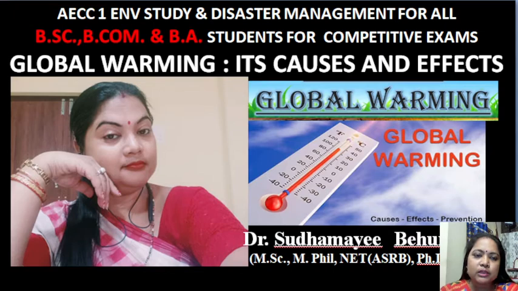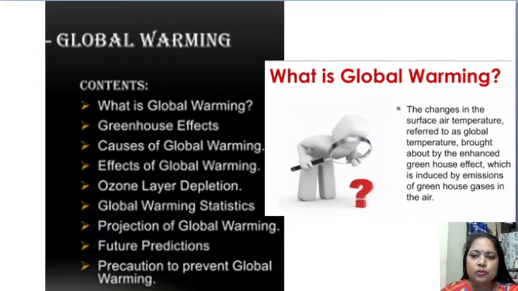Let us discuss what is global warming. Look at the picture, the cartoon. That cartoon is searching by taking a lens, to find what is really global warming. We can say that global warming is the change in the surface air temperature, referred to as global temperature, brought about by the enhanced greenhouse effect, which is induced by emissions of greenhouse gases in the air from different sources.